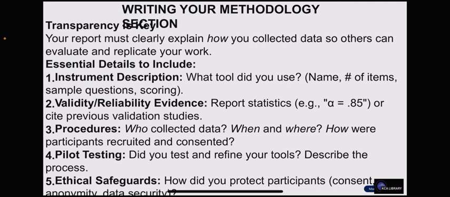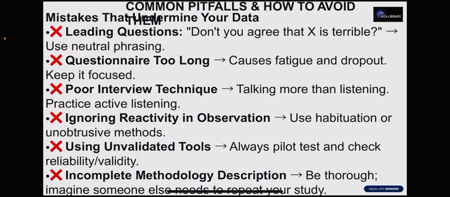When talking about instrument description, you have to talk about what tool you used, the names of the items, sample questions, scoring, and the like. For validity and reliability, you have to report statistics, for example alpha equals 0.85, or cite previous validation studies. Procedures could be who collected the data, when and where, and how participants were recruited and consented. That is the process you took in collecting the data. Pilot testing has to do with whether you tested and refined your tools, describing the process and the like.